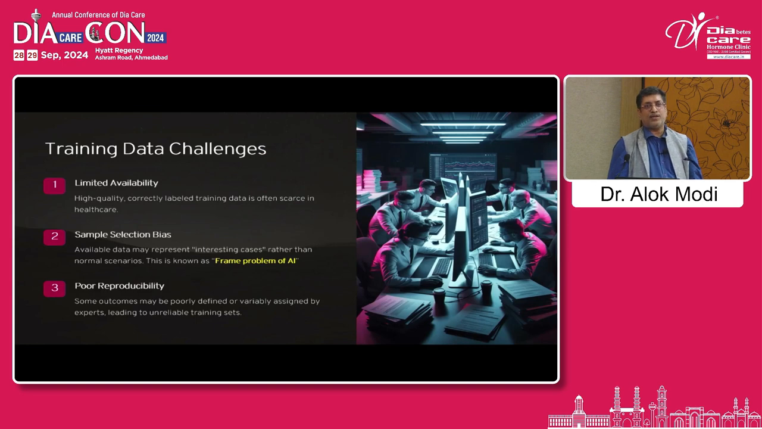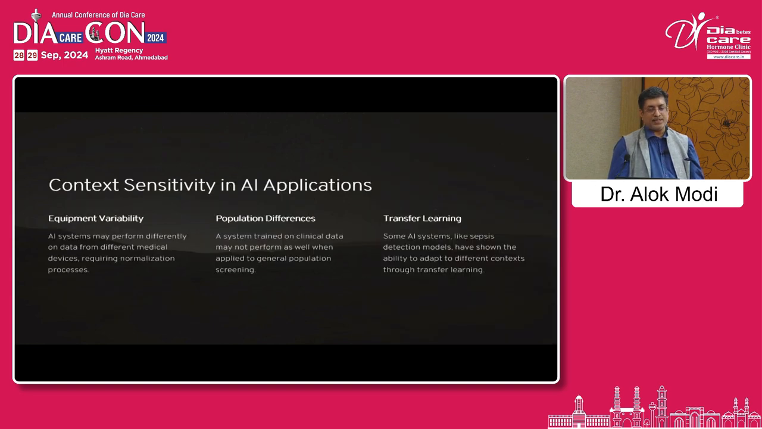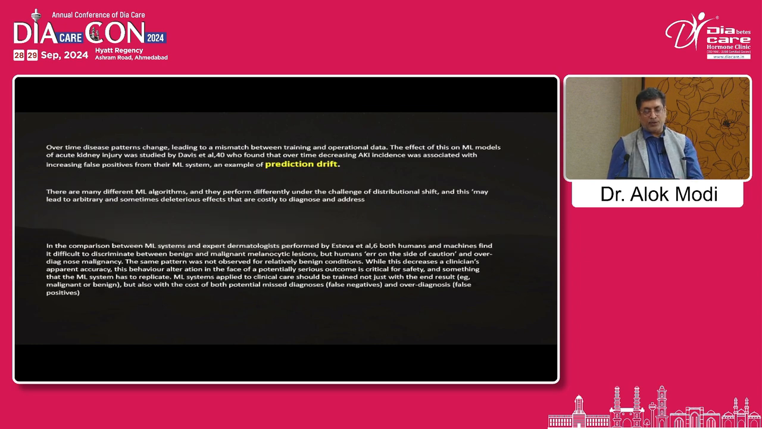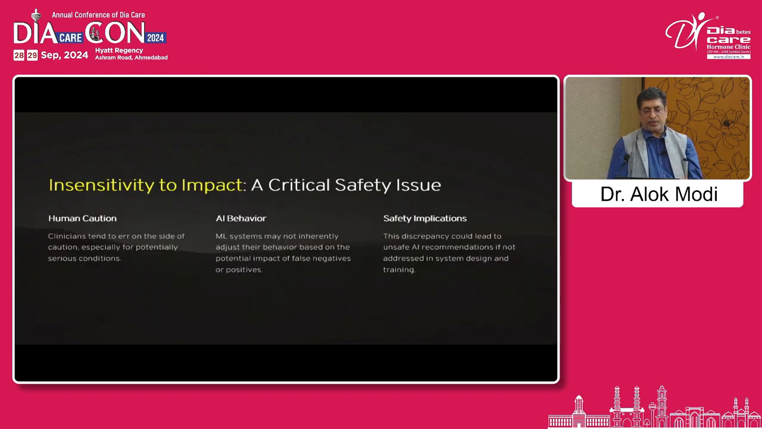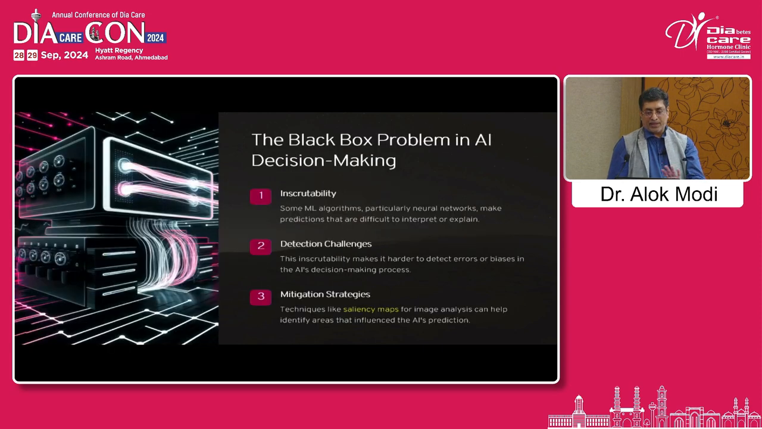I think this was really good, right? And this is all from an article which I was reviewing. So that's the article which I reviewed. I talked about prediction drift. I talked about distribution shifting. I talked about frame in AI. I used a lot of technical terms. I talked about certain image problems and black box decision making, automation bias, insensitivity to impact. A lot of things I did.